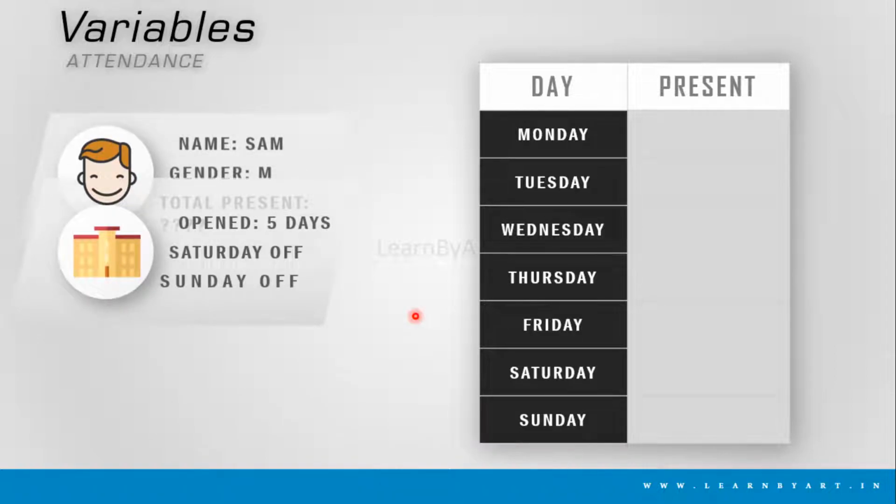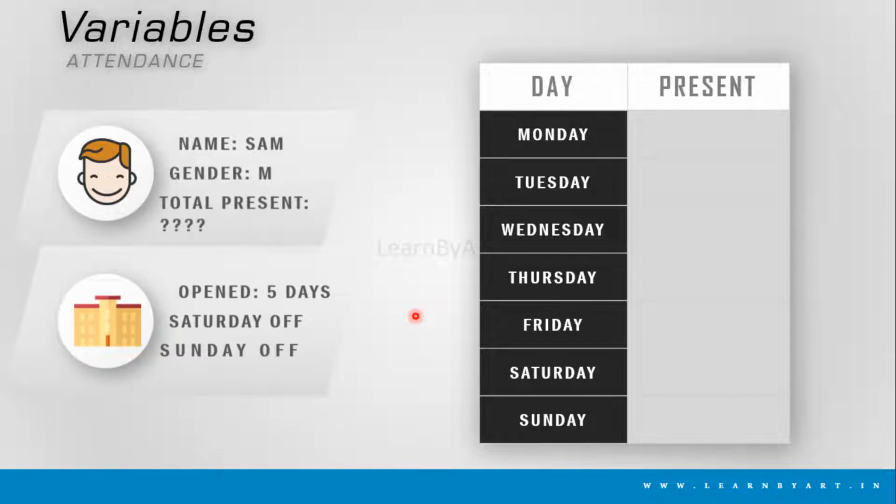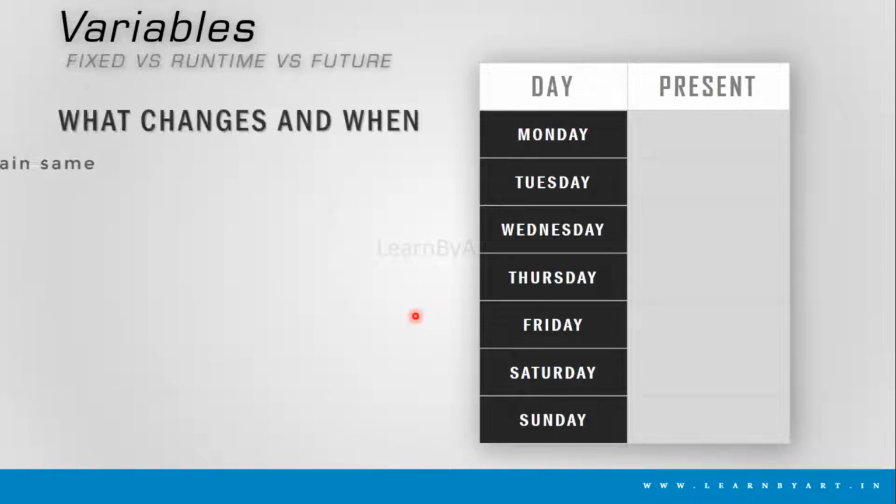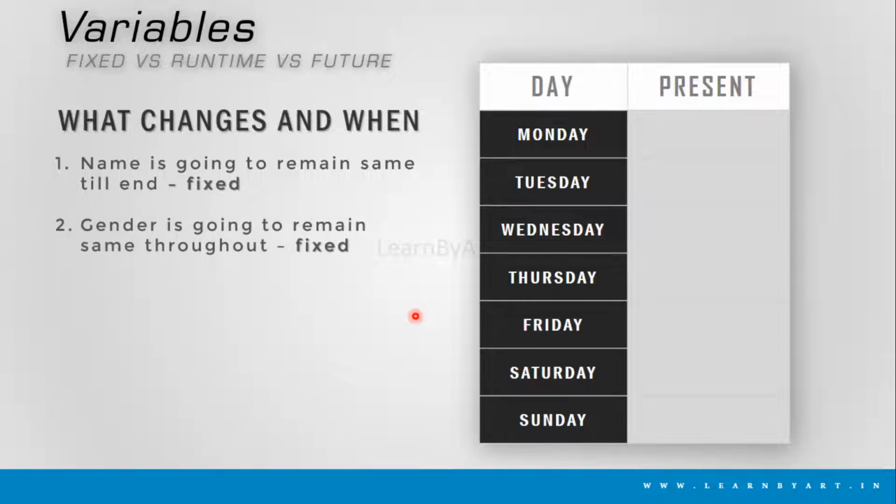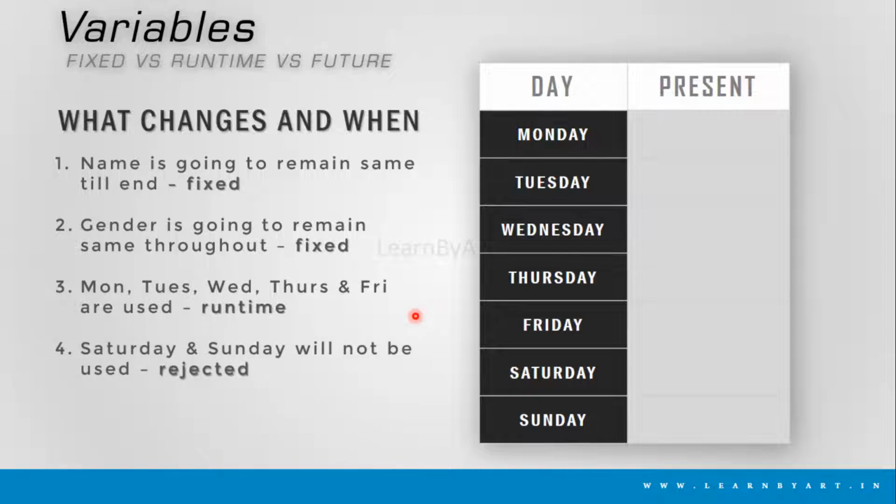Now as we can see, the college is going to remain open for 5 days, that is from Monday to Friday, and Saturday and Sunday will remain off. So the name is going to be fixed throughout the program or throughout the attendance. The gender is going to be fixed. The number of days that we're going to consider are from Monday to Friday. Saturday will be rejected and Sunday will also be rejected, and in the end the number of days a student is present will be calculated based on his everyday attendance.